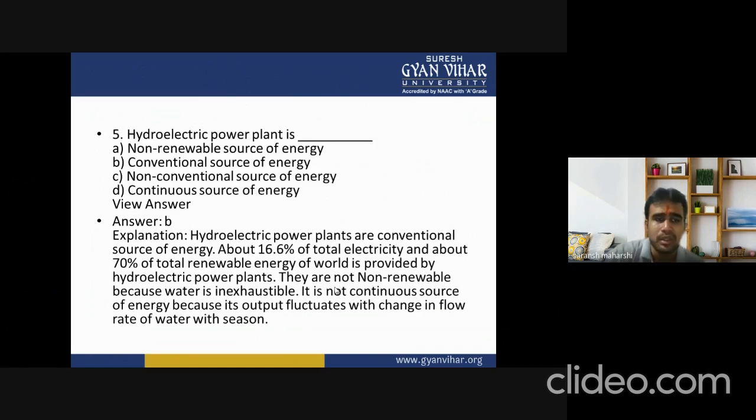Hydroelectric power plant is option A non-renewable source of energy, option B conventional source of energy, option C non-conventional source of energy, option D continuous source of energy. So the correct answer is option B, conventional source of energy, because hydroelectric power plants are a conventional source of energy. About 16.6% of total electricity and about 70% of the total renewable energy of the world is provided by hydroelectric power plants. They are not non-renewable because water is inexhaustible. It is not a continuous source of energy because its output fluctuates with change in flow rate of the water with season.